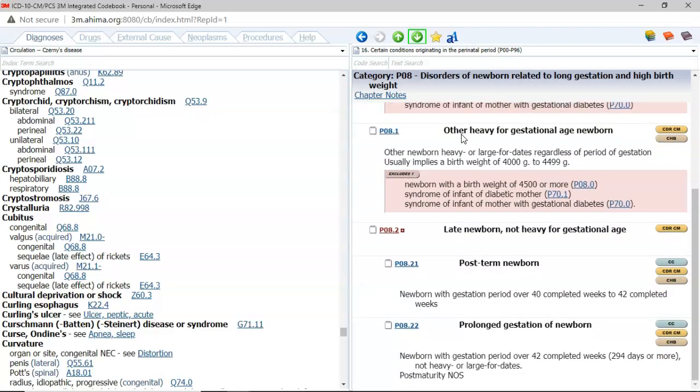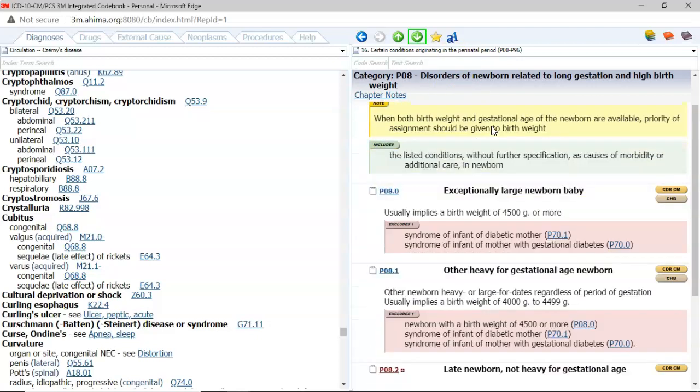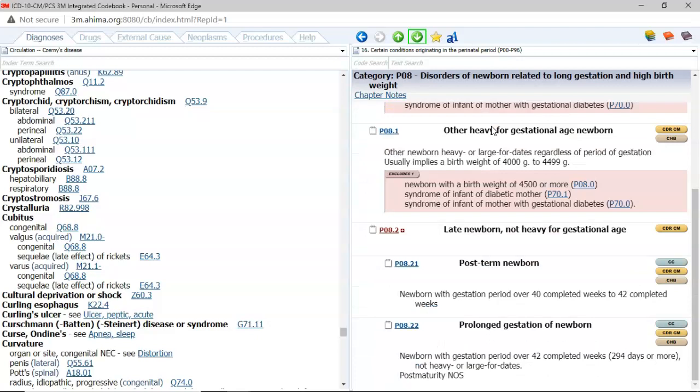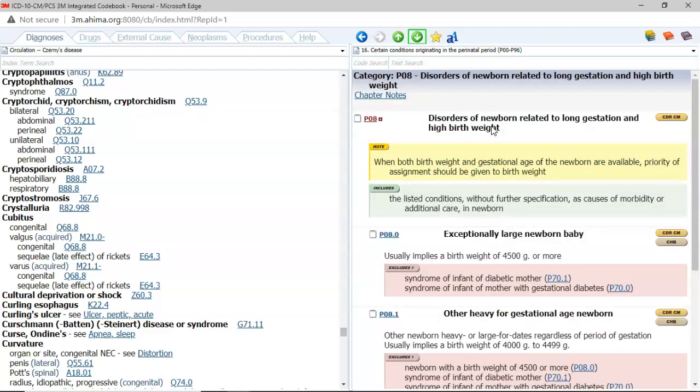We have a post-term newborn period. The gestational period was over 40 weeks to 42 weeks. And then we have prolonged gestation of the newborn, which is over 42 weeks. Now, I'm not sure that babies get to that gestation in this day and time. I think they induce them and deliver them, but we have codes to actually reflect those long gestations.